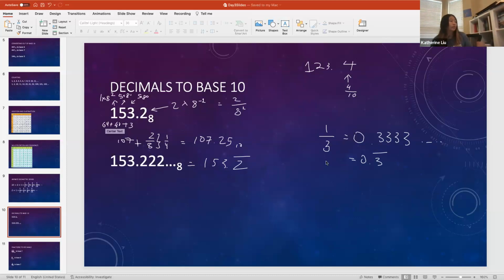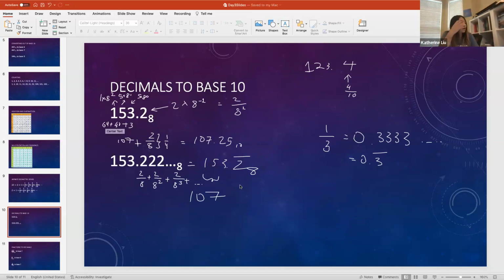So, let's do this. Okay, so we already found the 153 parts. That's equal to 107. And now we just need to figure out the 2 repeating part. So this is going to be 2/8, this part. And then it's going to be plus 2/8 squared. And then it's going to be 2/8 cubed. And on and on and on. And every step, it's going to be 2/8 to a higher power.